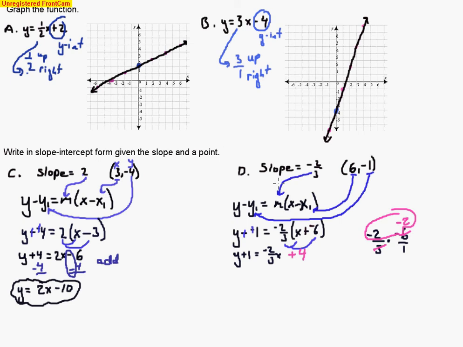Well, from that point, just need to move this plus 1 over. So I'm going to do the opposite operation again. Subtract that from all sides, and we'll have our answer. So we're going to end up with y equals negative 2/3 x plus 3. There is our answer in the slope-intercept form.